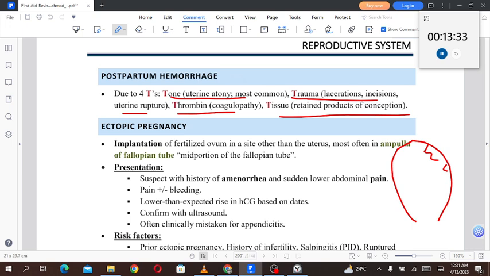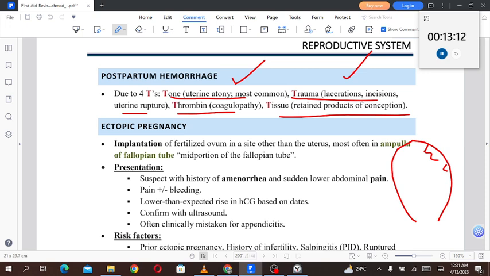We get the tone of the uterus protects from excessive bleeding. So if there is postpartum hemorrhage, it means that the uterus has become atonic and the tone of the uterus is not assisting in controlling the blood. Then there can be trauma, lacerations or incisions, uterine rupture, thrombin that leads to coagulopathy, and retained products of conception can also be seen.